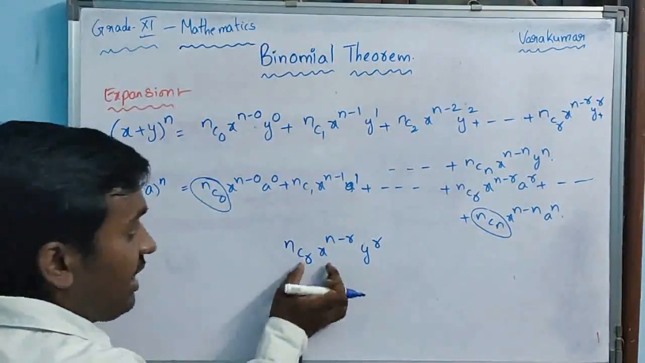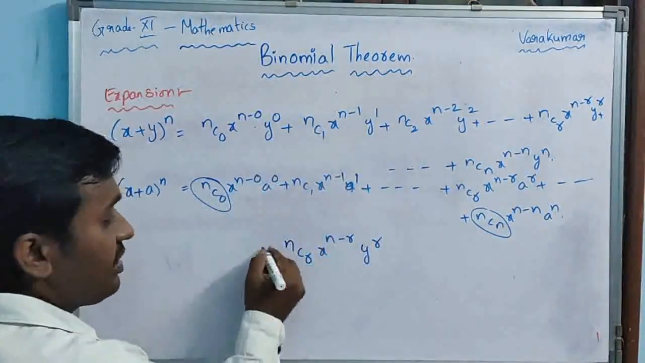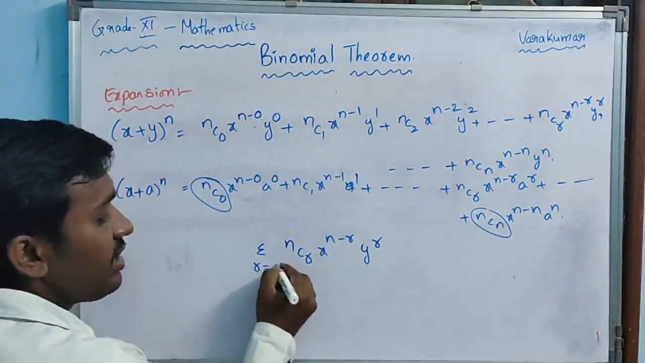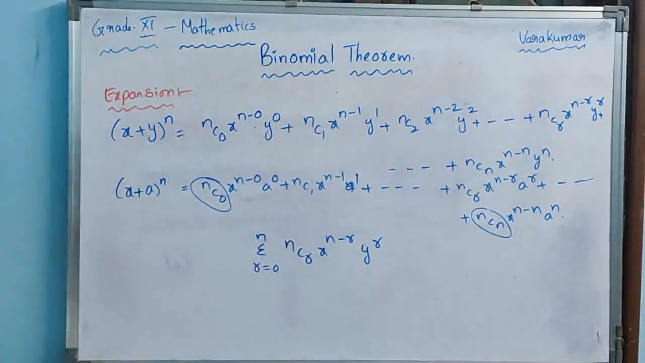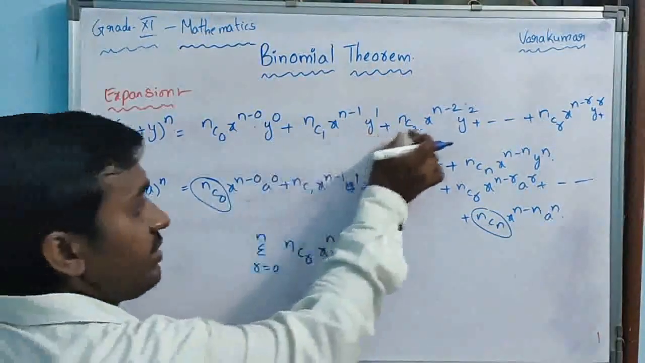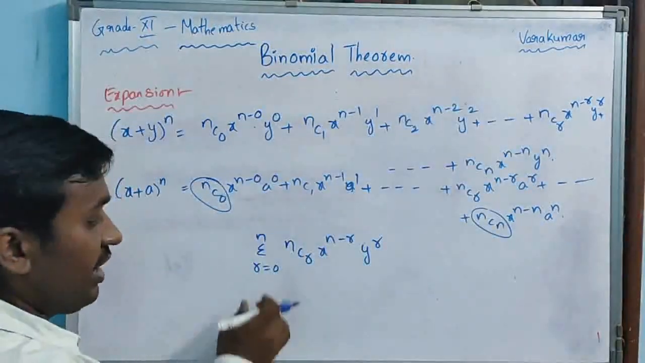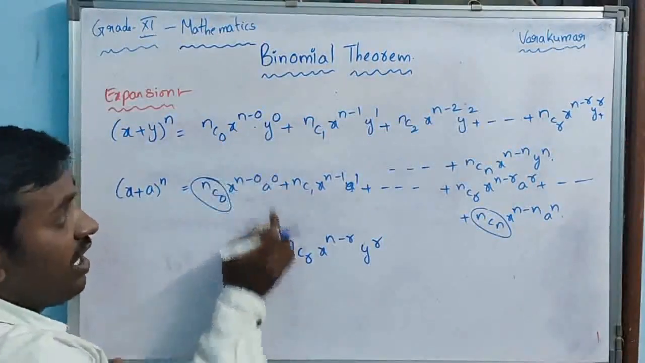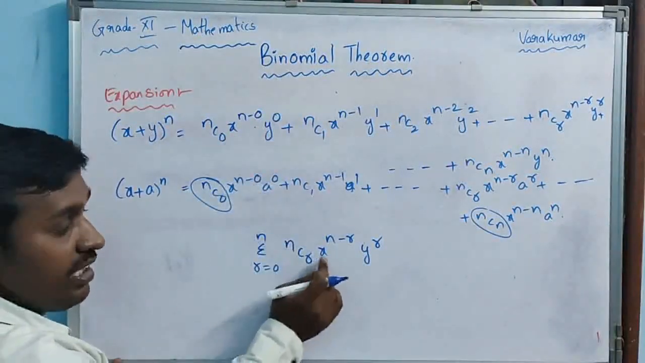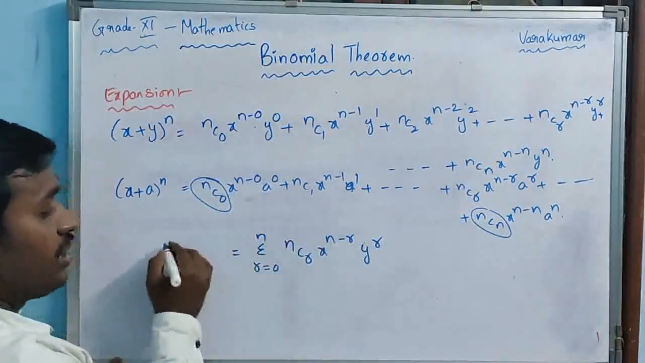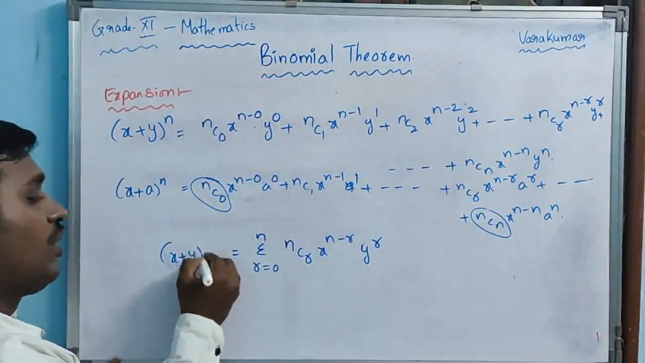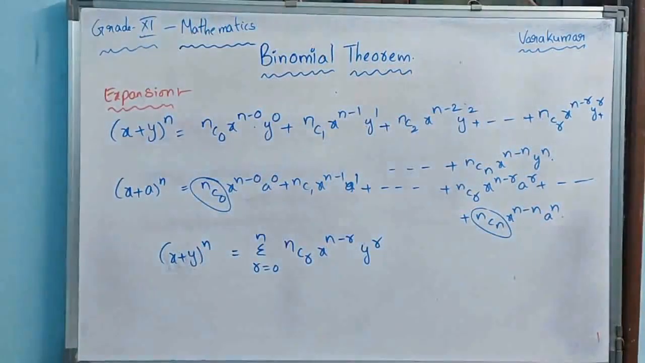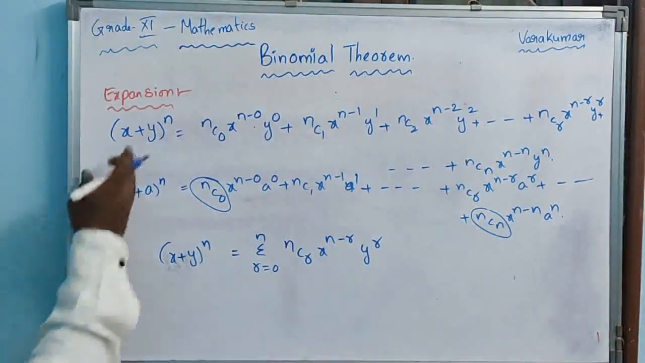Now, I want to write all the terms. Then I write sigma r is equal to 0 to n, because sigma says summation. And r is equal to 0 starts for the first position: first term, r value 0. So nC0 x power (n minus 0) y power 0. So the total expansion of (x plus y) whole power n is this. This is the short form for (x plus y) power n.